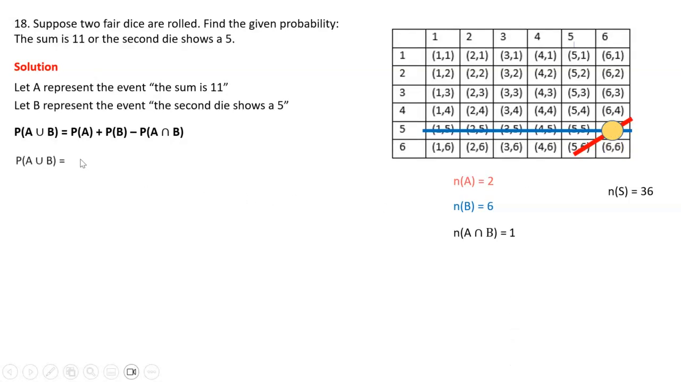So let's put them into the formula. The probability of A union B is equal to the probability of A, which is 2 over 36, plus the probability of B, which is 6 over 36, minus 1 over 36. The answer will be 7 over 36. This is your answer, guys.